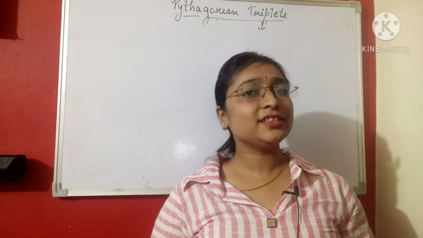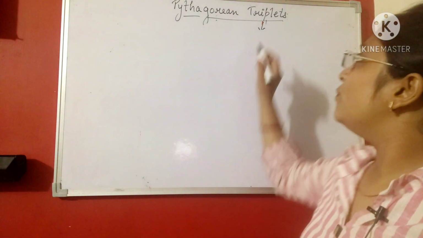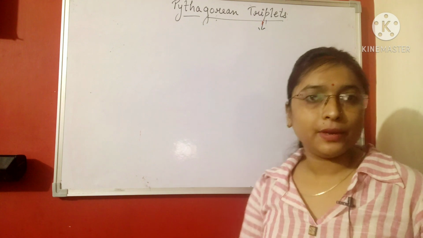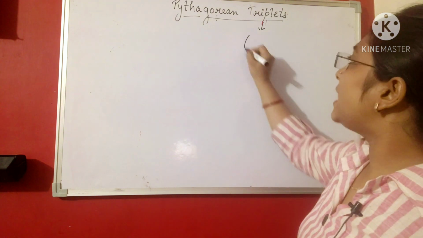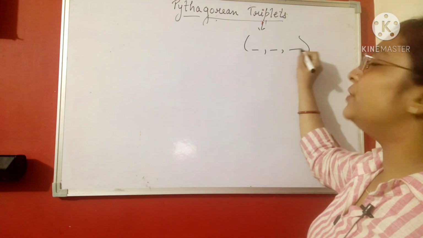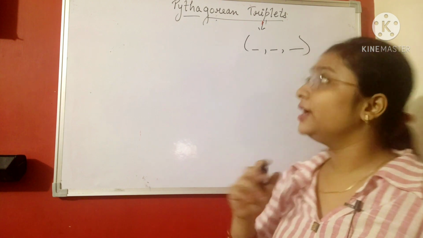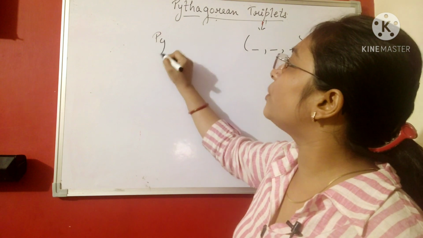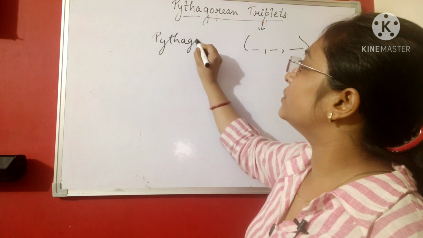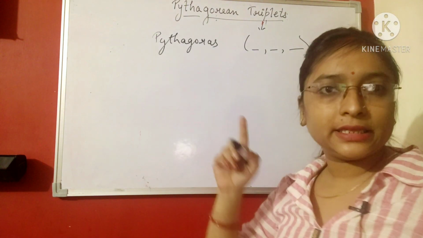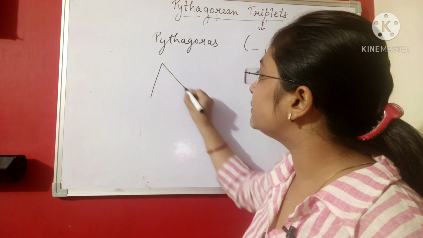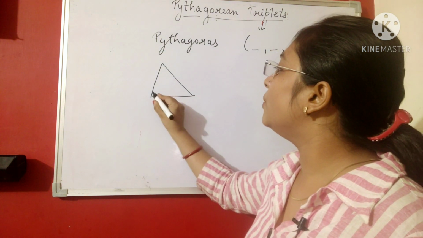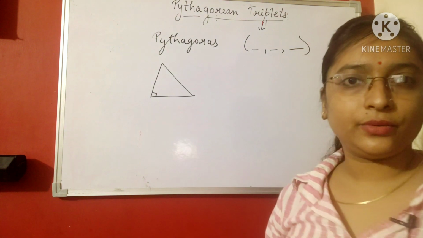Pythagorean triplet. What is this Pythagorean triplet? When we talk about this word triplet, triplet means 3. That means we are going to deal with some 3 terms, right? And what is this Pythagorean? Pythagorean has been derived from the word Pythagoras. And when we talk about this Pythagoras, we know that Pythagoras is applied in a right angled triangle, right?